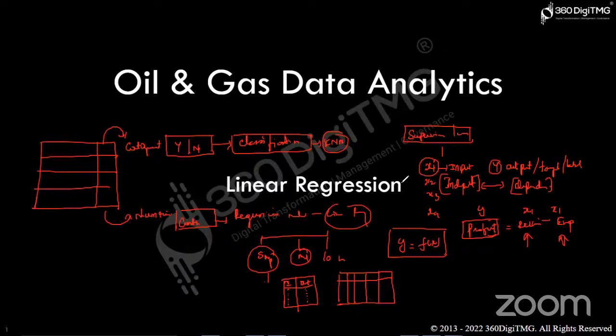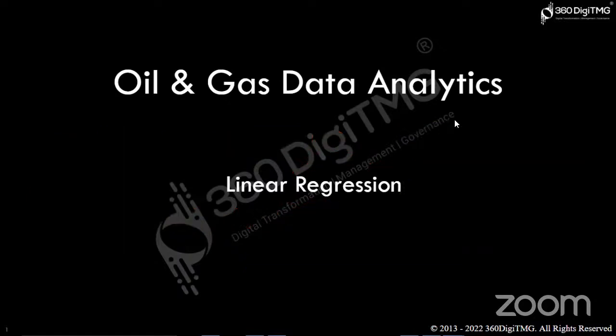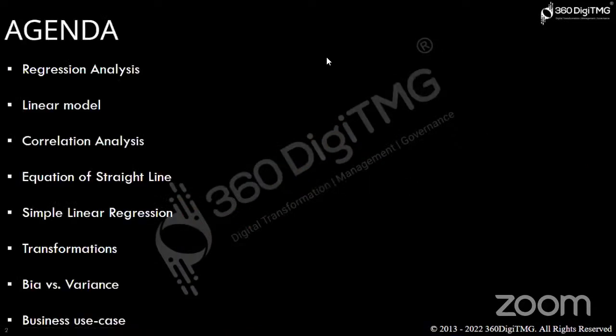So here we are going to use regression. These are the regression numbers we are going to look at. Let us see what we have: regression analysis, linear model, correlation analysis. What is the equation of a straight line? Simple linear regression, transformation process, bias and variance. And we'll look into what multiple linear regression is, and business use.